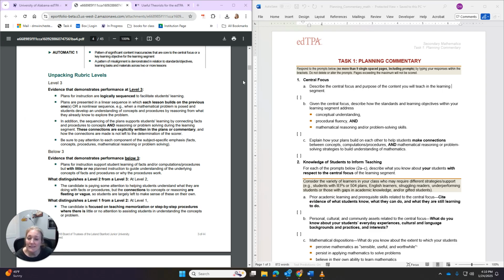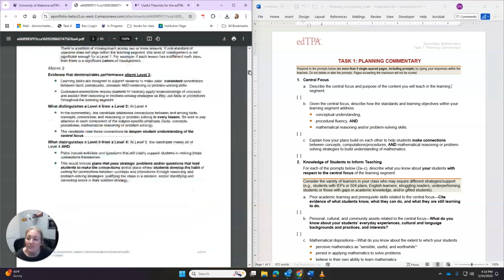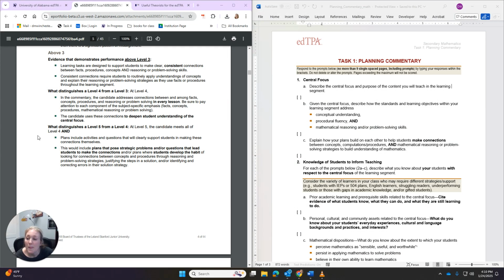As I look down at a level 4 and 5, they're saying that this is happening in every lesson. It's deepening the student's understanding. I'm making connections. That seems to be more in line with a 1B. So what that tells me is that in order to score a 3 or higher, I really need to focus a lot of my effort on 1C. Then I can go back and write 1B.